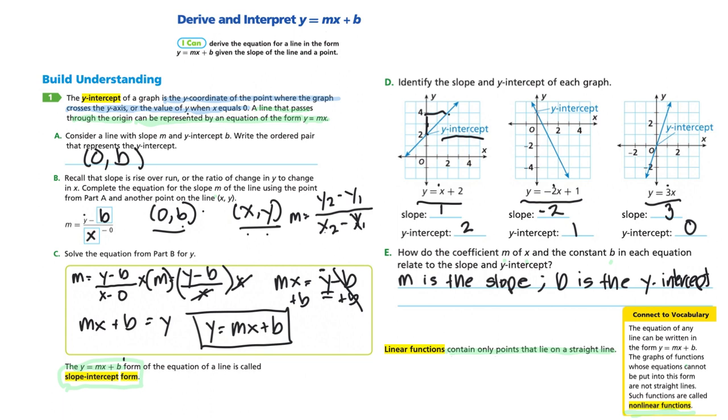Okay, so that's the build understanding. Hopefully that helps you to go on to the step it out and the on your own for this lesson. So I'll see you in lesson 6.3.